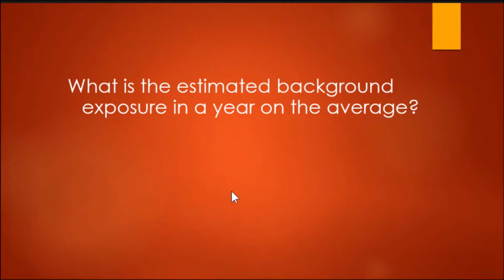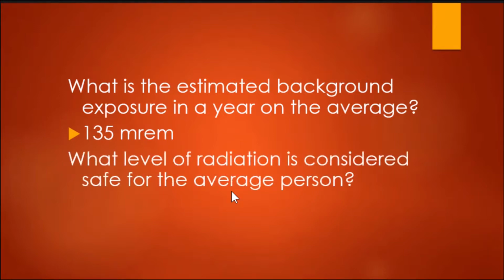What is the estimated background exposure in a year? 135 millirems. Just millirems. It doesn't even reach a whole rem. What level of radiation is considered safe for the average person? 170. No, that's a year. A year.